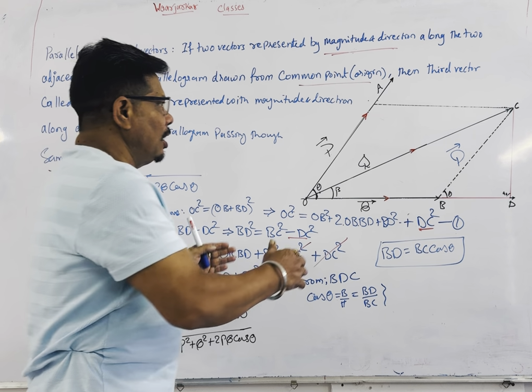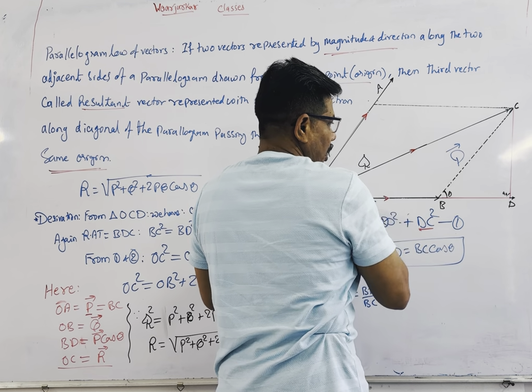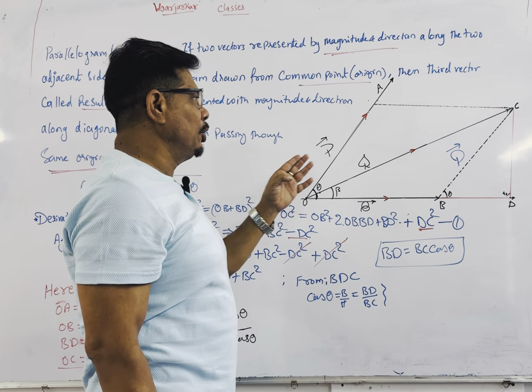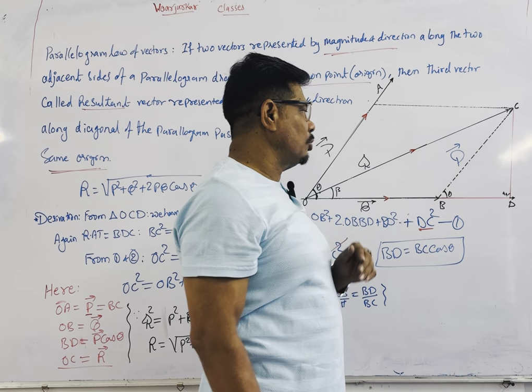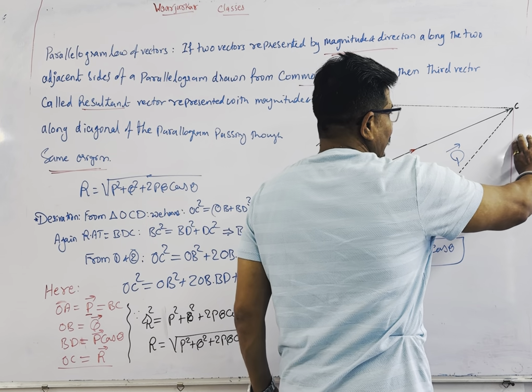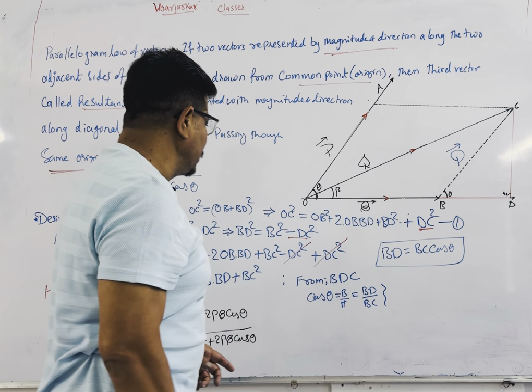Now here consider the big triangle, then the small triangle. These two triangles can be used, and we can use the formula hypotenuse square is equal to perpendicular square plus base square, and you will see the value of DC will be cancelled out. You have to go in this way.